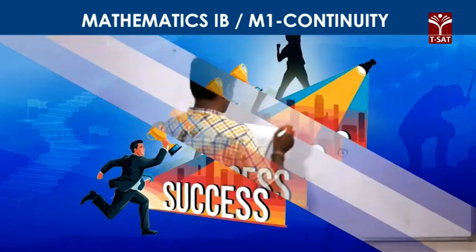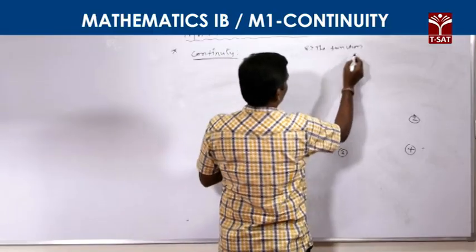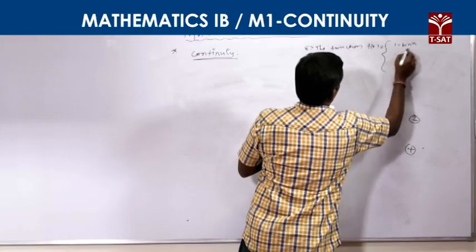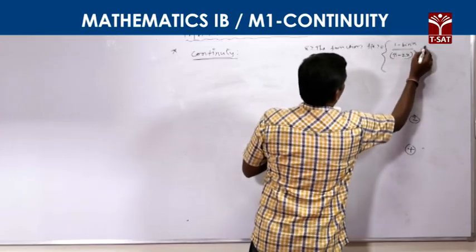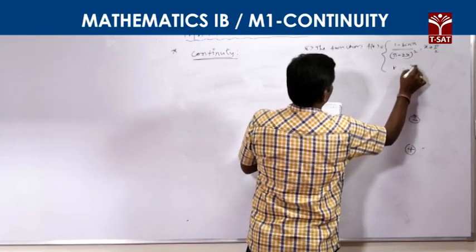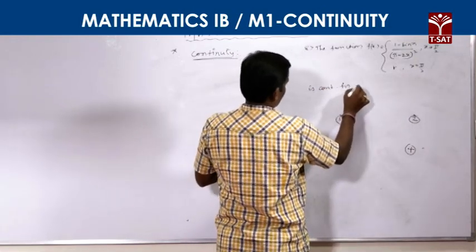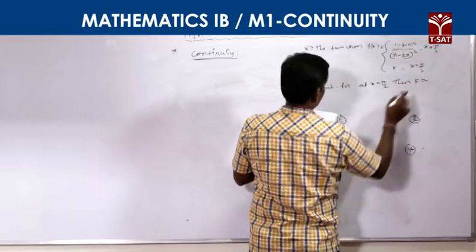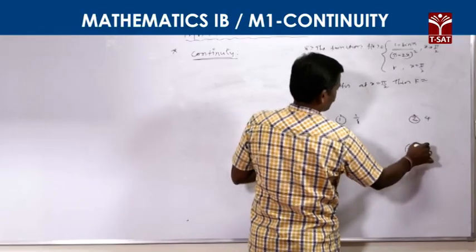Okay, next, the 8th question. The function f of x equals 1 minus sin x by pi minus 2x whole square, for x not equal to pi by 2, and k for x equals pi by 2, is a continuous function at x equals pi by 2, then k is equal to. The options are 1 by 8, 4, 3, 1.